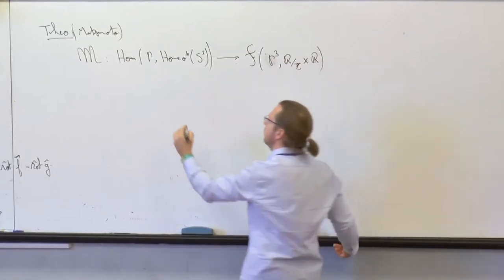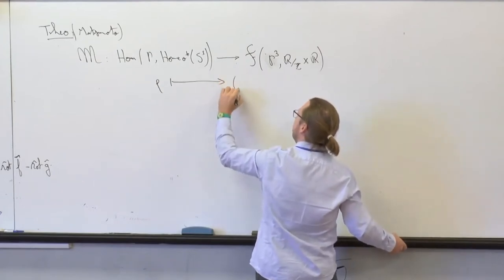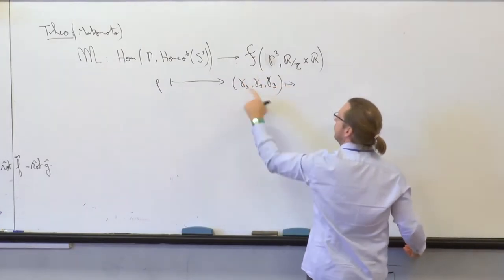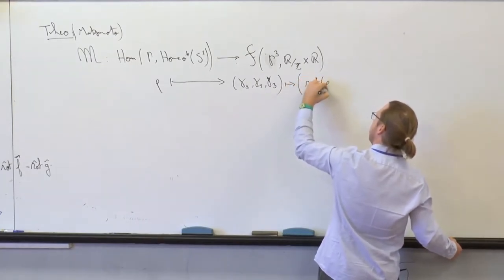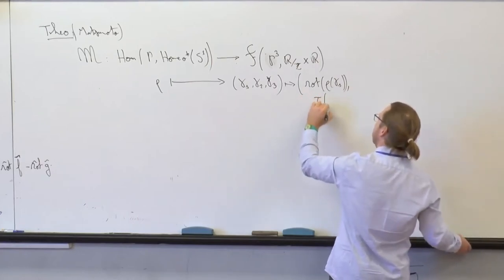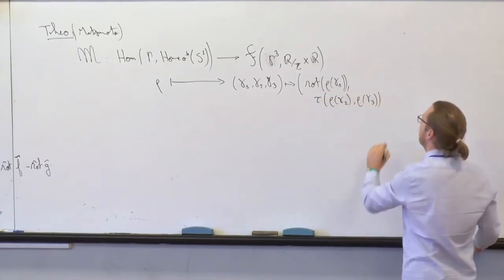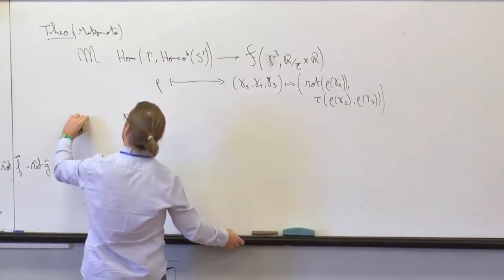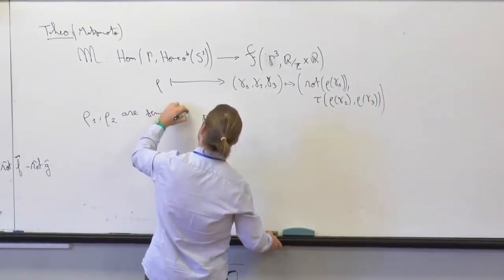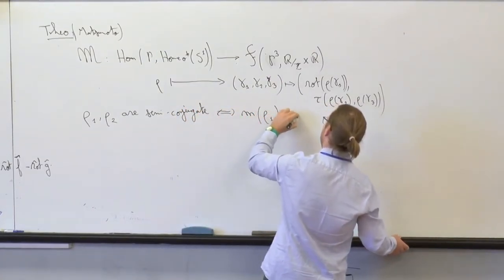Given a representation, you are going to look at the map gamma 1, gamma 2, gamma 3, which you're going to look at the rotation number of rho of gamma 1. And you're going to look at the translation cocycles of rho of gamma 2, rho of gamma 3. And Matsumoto says that rho 1 and rho 2 are semi-conjugate if and only if m of rho 1 is equal to m of rho 2.